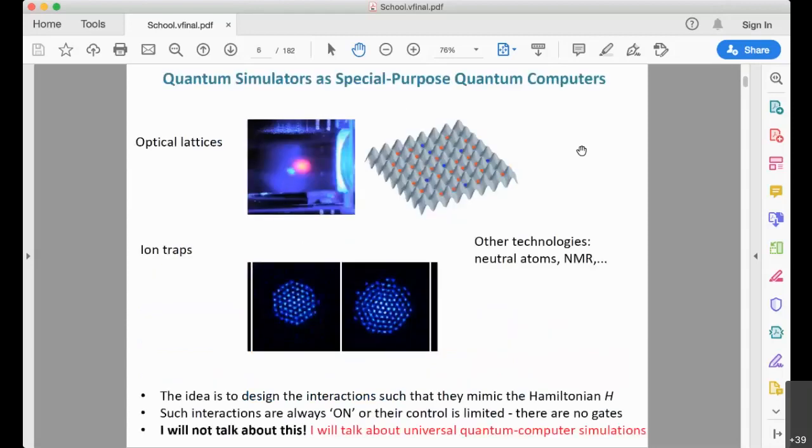So you heard in other talks about quantum simulators, special purpose quantum computers. My talk is not about this. My talk is not about designing a quantum system that is specific to simulate another quantum system, like an optical lattice, some ion trap experiments and so on. So my talk is basically about using a digital quantum computer for simulating quantum systems.